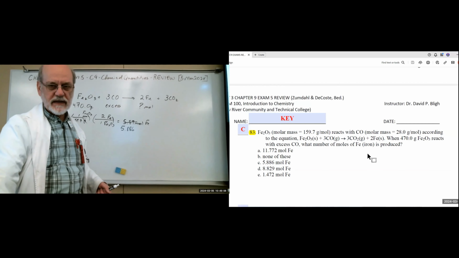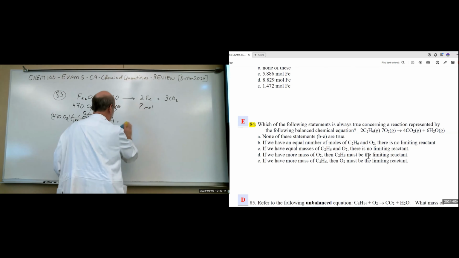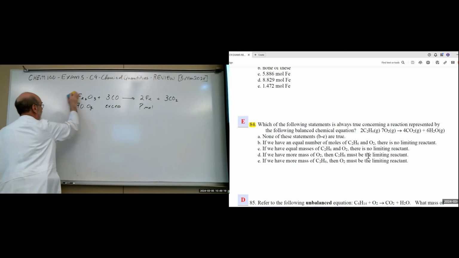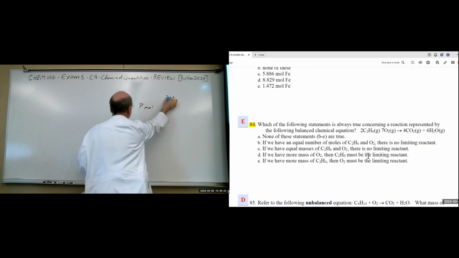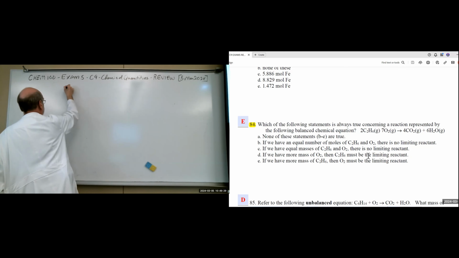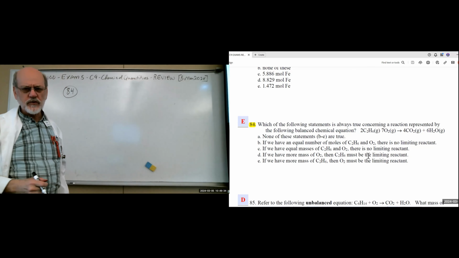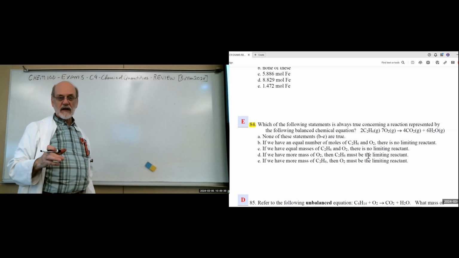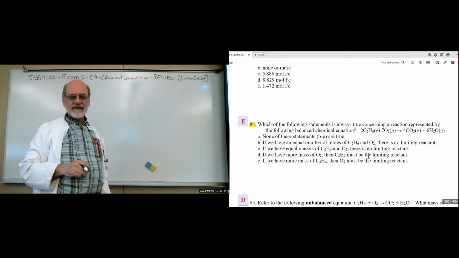All right. 83, 84. Which of the following statements is always true concerning a reaction represented by the following balanced chemical equation? All right, A says none of them are true. So how about B?